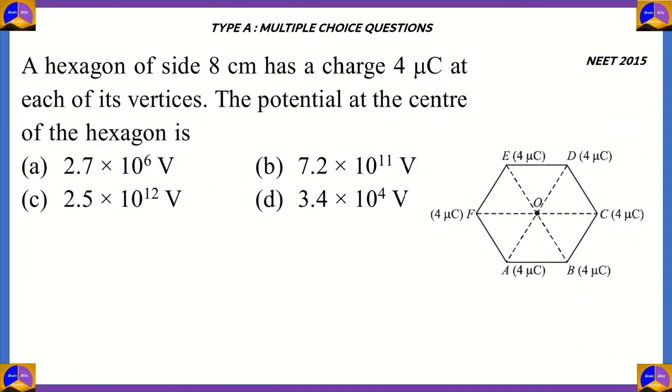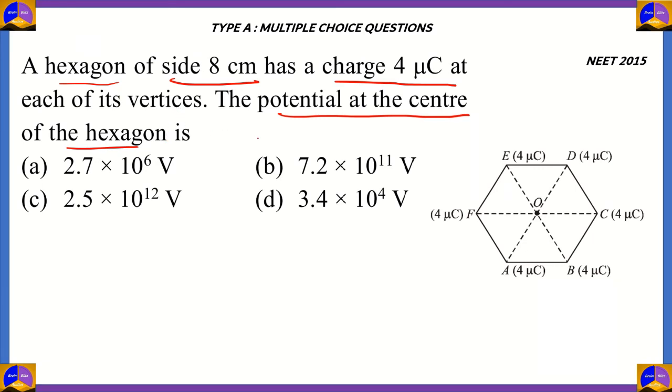Now we've come to the final question of this episode. A hexagon of side 8 centimeters has a charge 4 microcoulombs at each of its vertices. Diagram shown here. The potential at the center of the hexagon is. So how do we solve this question?